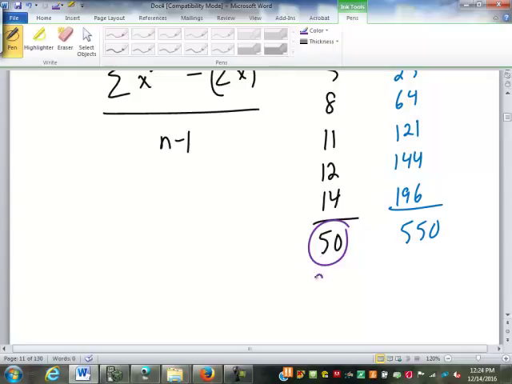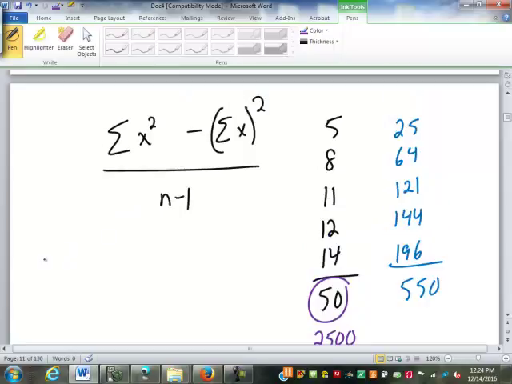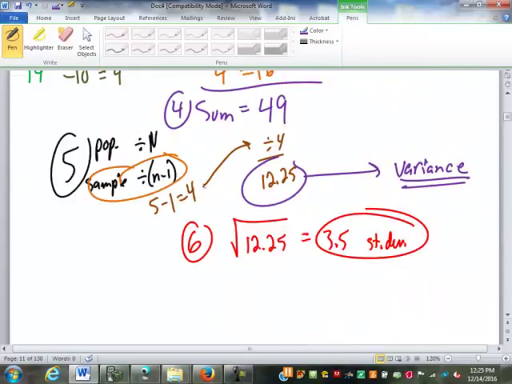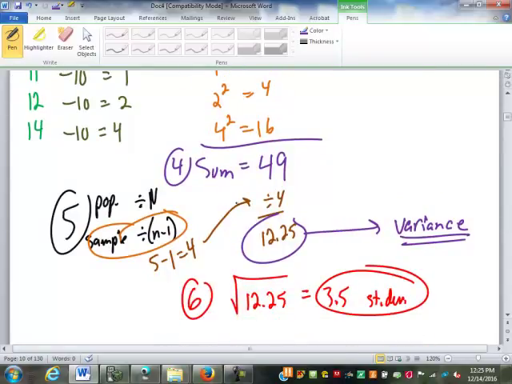50 squared is 2,500. So we have up here, that ain't going to work out, is it? This sample size may have been too small. Now anyway, I'll double check on that for you and I'll send it out. When I send out an email with the recording, I'll send that out for you.